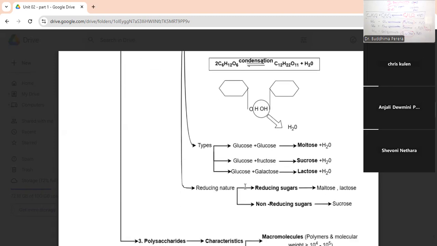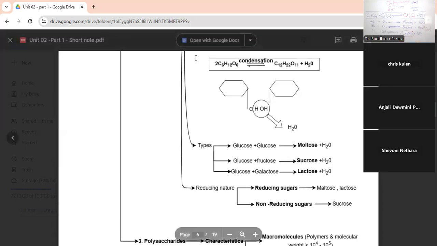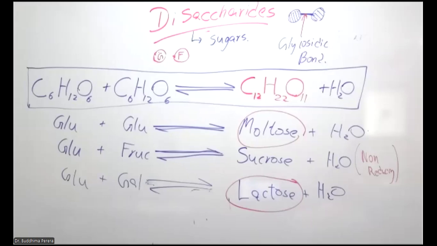Then the types of disaccharides. Glucose plus glucose is maltose. Glucose plus fructose is sucrose. Glucose plus galactose is lactose. Reducing nature: the reducing sugars are maltose and lactose. The non-reducing sugar is sucrose. That's all you have to keep in your memory about disaccharides.